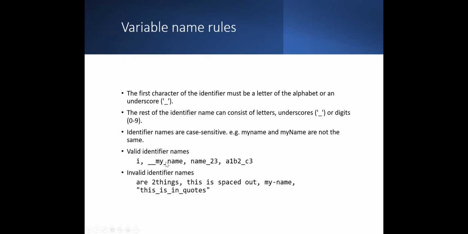So let's look at some valid identifiers. I is a valid one. And then underscore underscore my underscore home, this is also okay. Then we have name underscore 23, and then A1, B2 underscore C3. So you see that when you look at the first character, it could be a letter or it could be underscore.